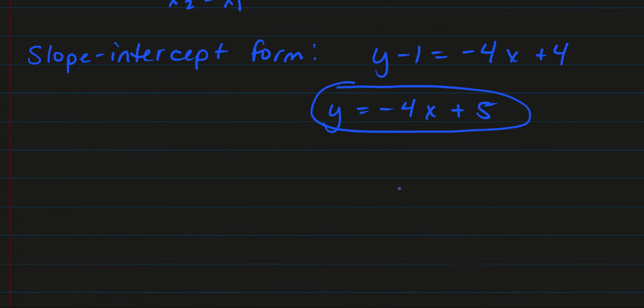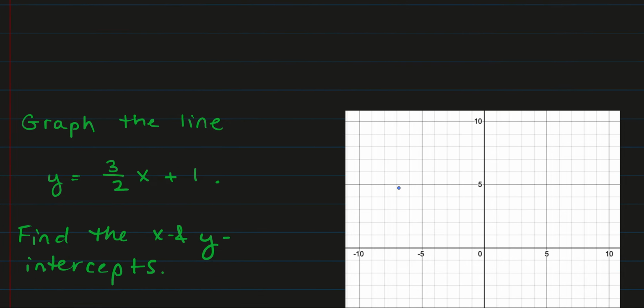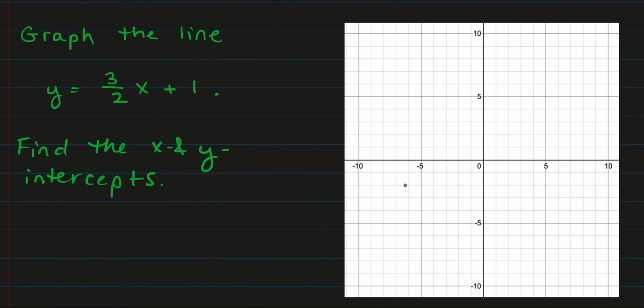Okay, let's move on. Now we've talked a lot about putting lines into slope-intercept form and point slope form. Now I'm actually going to give you slope-intercept form, and I want to graph it. I could also give you point slope form, but all you would have to do is solve for y, and you would be able to graph it using slope-intercept form. Okay, so let's do this. We have the line y is equal to 3 over 2x plus 1. I want to graph this. And I also want to find the x and y intercepts.